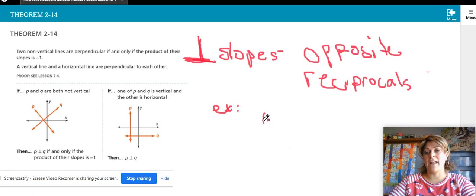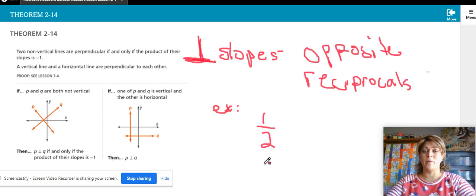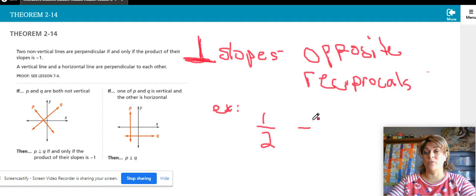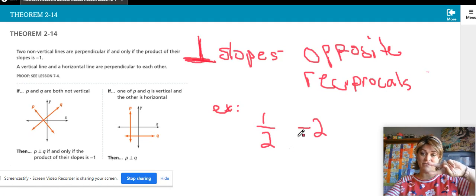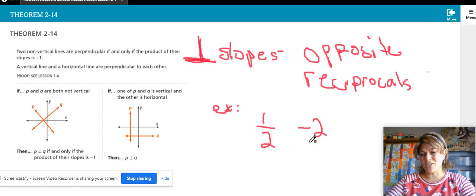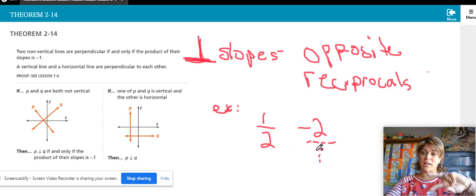If I had 1/2 as the slope of a line, and I had another slope that was -2, these are opposite, meaning they have opposite signs, and it's taking the fraction and flipping it over. This is just -2, but think of it as -2 over 1. So -2 over 1 flipped over is the reciprocal, with the opposite sign. So these together are opposite reciprocals.